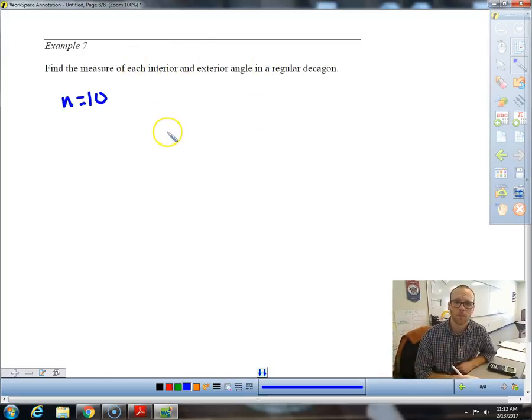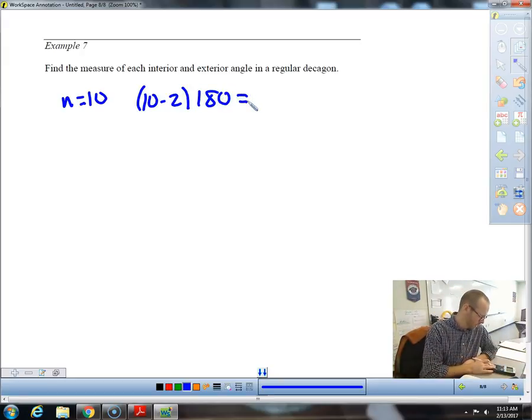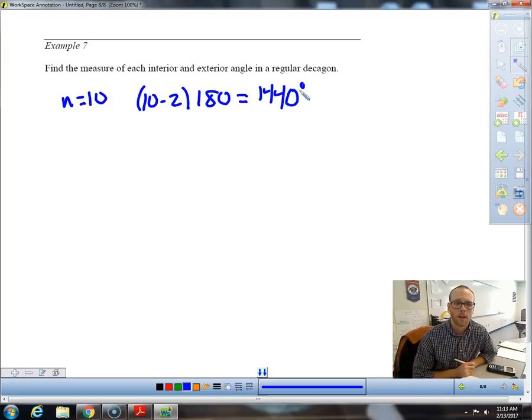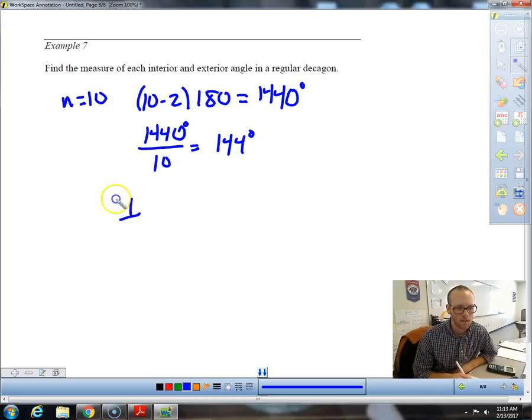Well, interior angles, we've already been through this. We need to figure out what the sum of the interior angles are. We're going to take 10 minus 2 times 180. So that's 8 times 180, that's 1440. That's the sum of the interior angles. If we divide that by how many angles there are, that's 144 degrees. So the interior angle is 144 degrees.